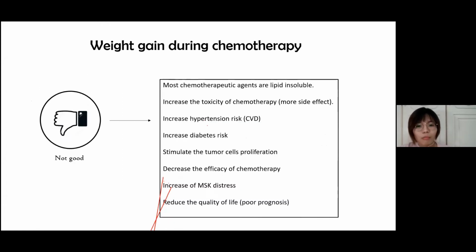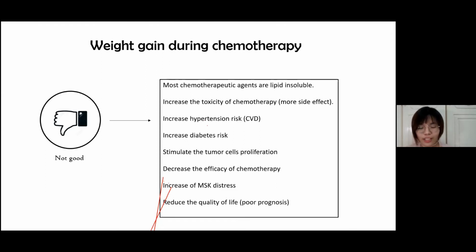And this is not good because most chemotherapy agents are lipid soluble. That's why if you have a lot of fat, you will encounter and feel a lot of the side effects of the chemotherapy. So it increases the toxicity of the chemotherapy, and you feel more side effects. You increase the hypertension risk and heart disease. You increase the diabetes risk and stimulate tumor growth, because one of the reasons for cancer is body fat increase and obesity. Obesity and increased fat percentage can also trigger systemic inflammation, and you are helping the tumor to grow, decreasing the efficiency of the chemotherapy, and increasing musculoskeletal distress. When your body becomes big and your weight increases, you put a lot of stress on your knees.